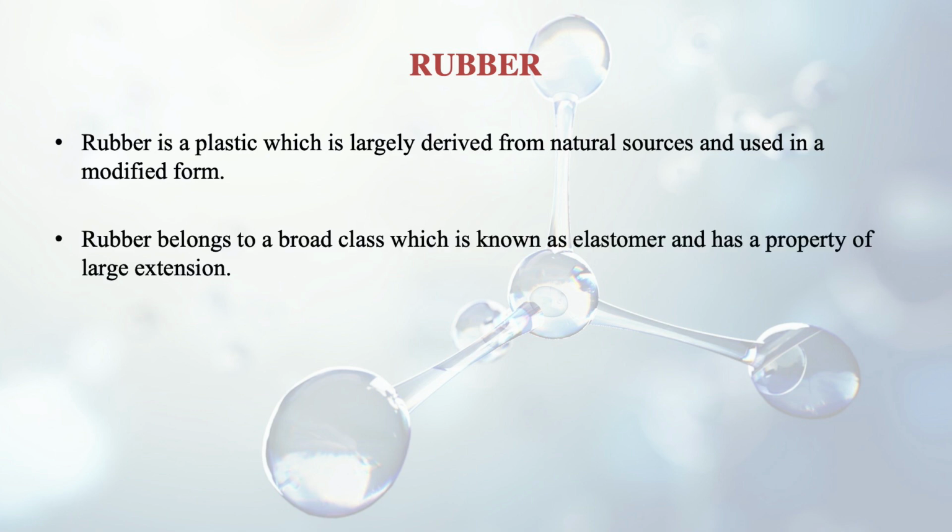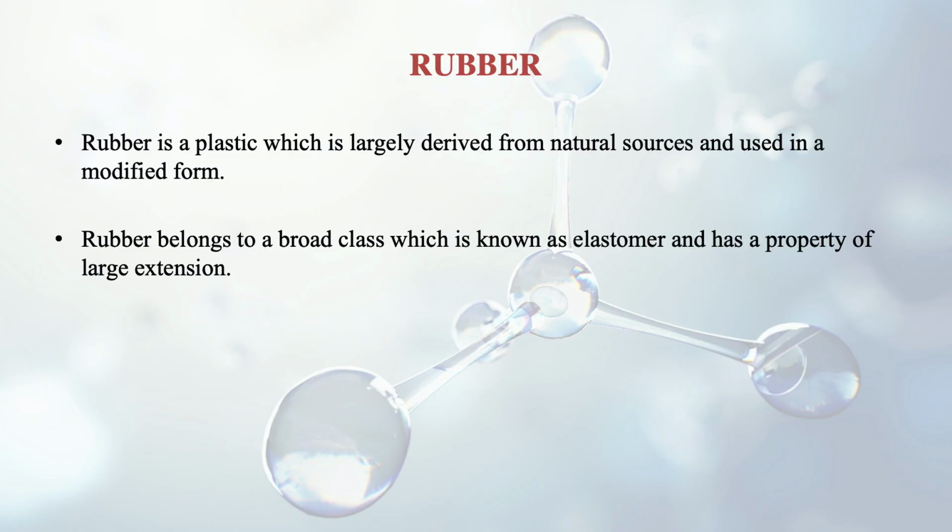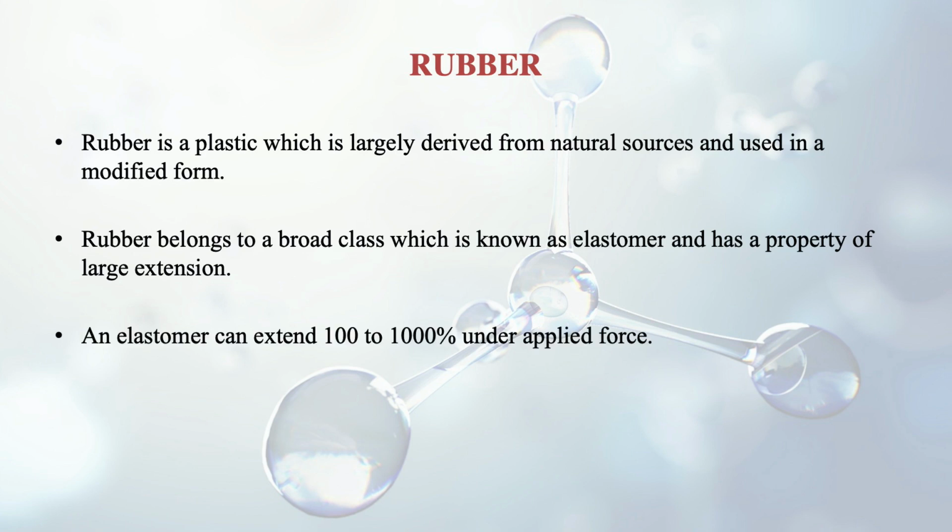Rubber belongs to a broad class of materials known as elastomers. So what is an elastomer? An elastomer has both the viscous property as well as the property of elasticity. So it is viscoelastic, and at the same time the intermolecular forces between the molecules in these elastomers are very weak, so they have greater flexibility also. That's why they have the property of large extension. An elastomer can extend 100 to 1000% under the applied force.